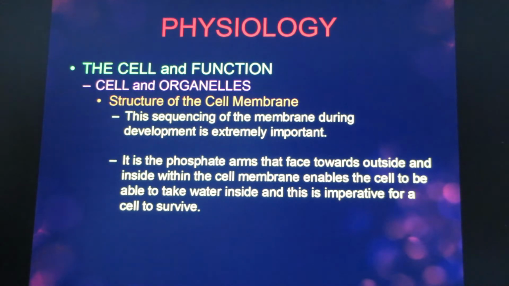The sequencing of the membrane during development is extremely important. It is the phosphate arms facing towards outside and inside within the cell membrane that enable the cell to take water inside, and this is imperative for a cell to survive. And of course, with water, there will be other solute materials that will be entering the intracellular space, the cytoplasm of the cell, which are very essential for the lifespan, the living performances of the cell.